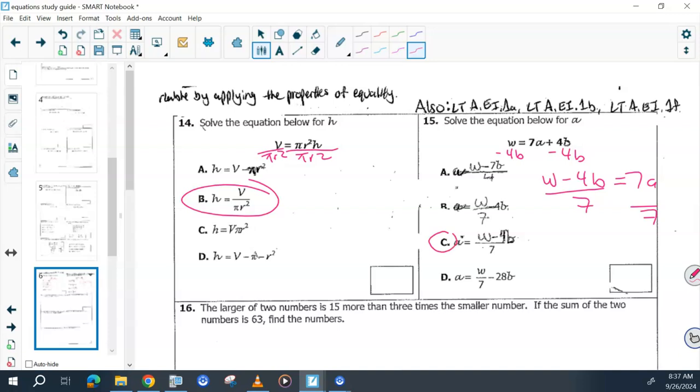So that's C. The difference between B and C is only the W is being divided by 7, whereas in C everything is being divided by 7, and everything would need to be divided by 7 unless it could be simplified. That would be the only case where we would have maybe a fraction and then a whole number. Other questions?